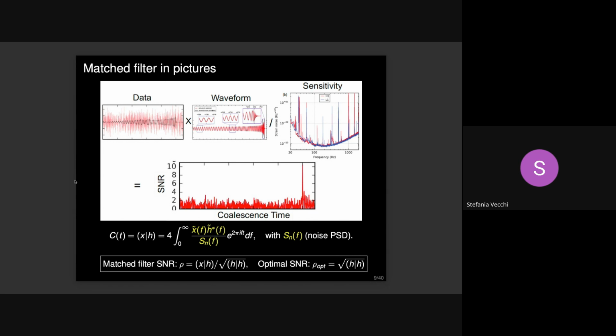We multiply this by the data, divide by the sensitivity, because the detectors are sensitive in different frequencies in a different way. So we have to normalize by the sensitivity. So basically, we have to perform such an integral, which is kind of a convolution, and that's it.